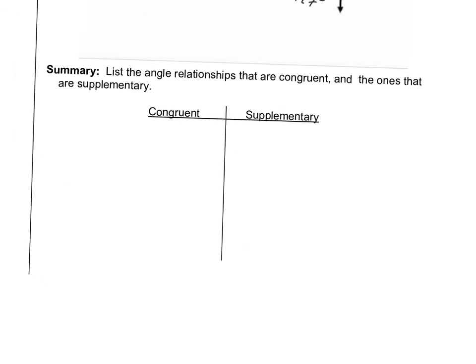All right, all that's left for you is the summary. I want you to list all the angle relationships, the ones that we listed on the previous page. And I want you to look at the picture and see if you can figure out which ones are congruent, list them over here. And which ones are supplementary, list them over here. I will give you a hint. Most of them are congruent, okay? Most of them are congruent. So, all right, give that a shot. Maybe do it right, maybe not. We'll talk about it in class.